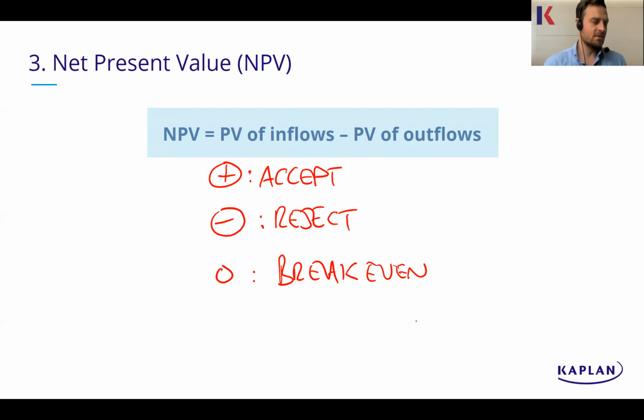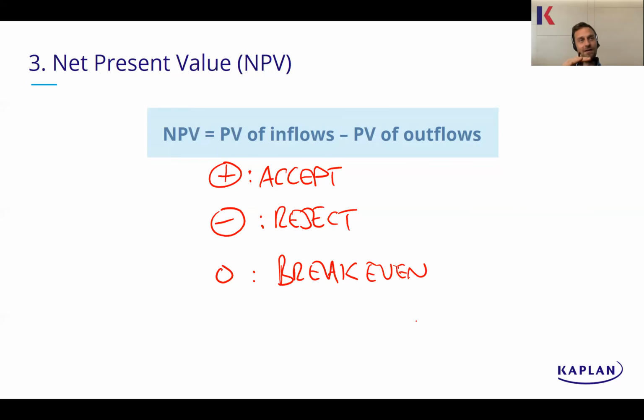But in simple terms, if it's positive, what that means is your inflows are greater than your outflows. So yeah, let's do it. It's going to make us money. Whereas if it's negative, it's the other way around. The outflows are greater than the inflows. It's not worth it. And at the break-even point, your inflows and your outflows are the same. So it doesn't really matter. So that's the decision criteria.